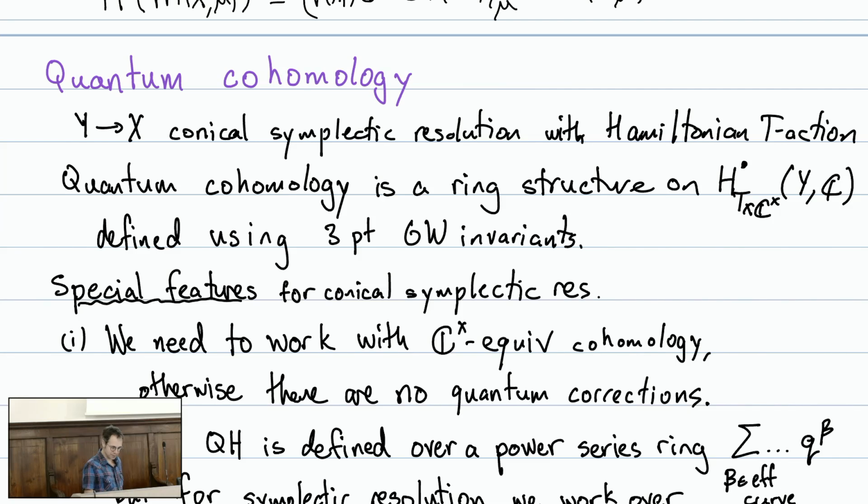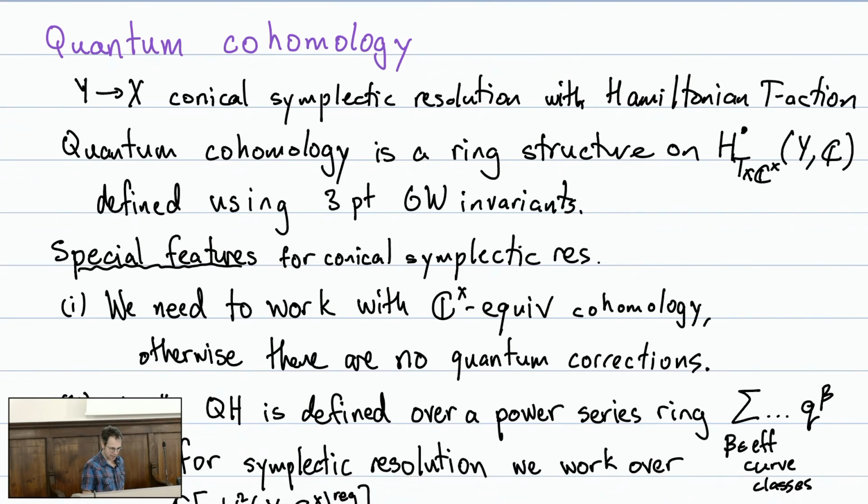And what is quantum cohomology? Well, it's a ring structure, let's say approximately. It's a ring structure on the cohomology. So a new ring structure on cohomology. And it's defined using 3-point Gromov-Witten invariants. Okay. So a way of sort of deforming the ring structure which uses these Gromov-Witten invariants.